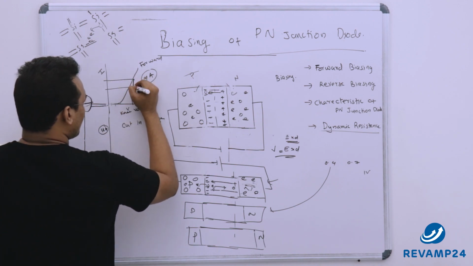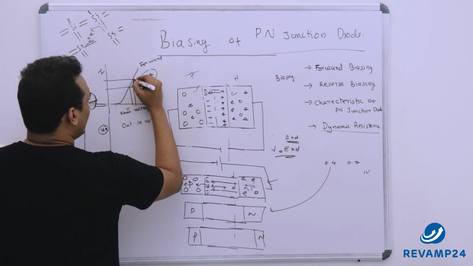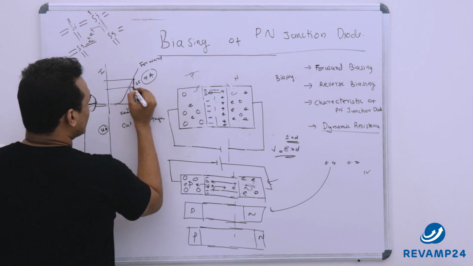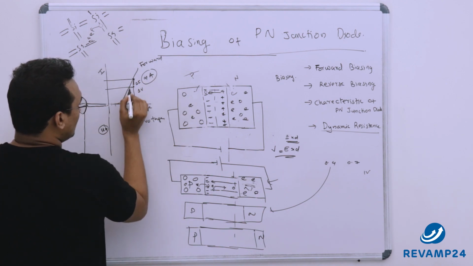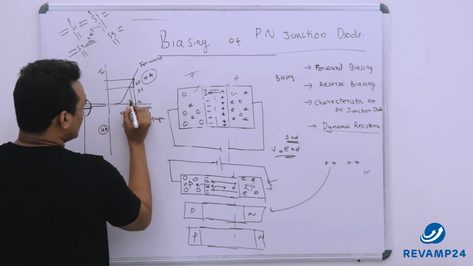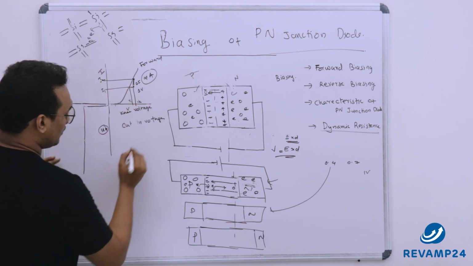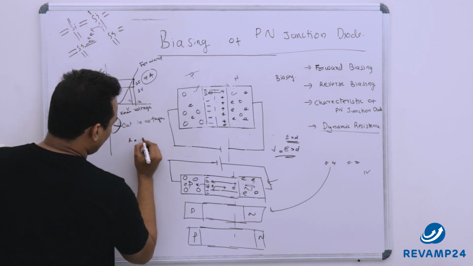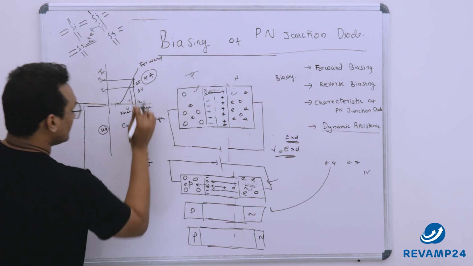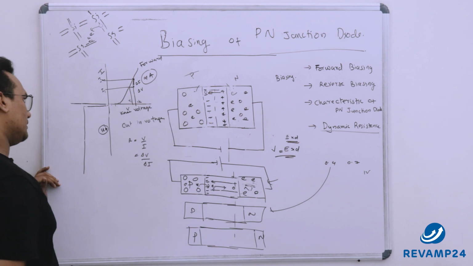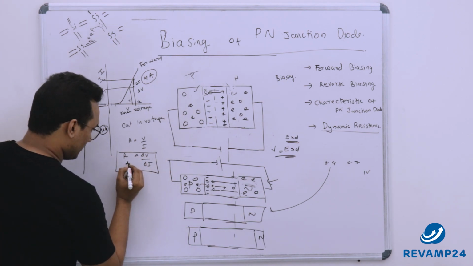So this is delta I. See, this one is initial I1 and this is I2, and this one is delta V. This is V2, this is V1, this is I1 and this is I2. Now resistance is equal to V by I. So delta V by delta I would be the dynamic resistance here, R dynamic.